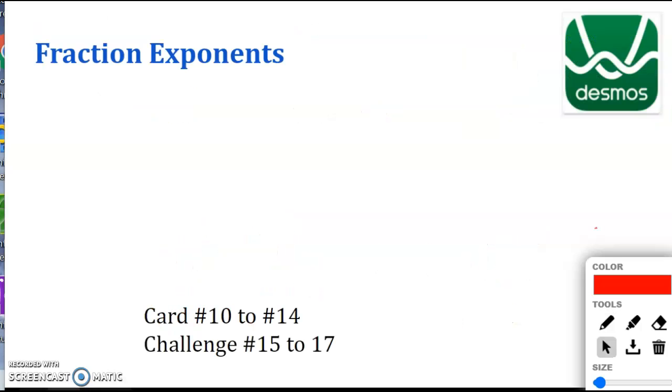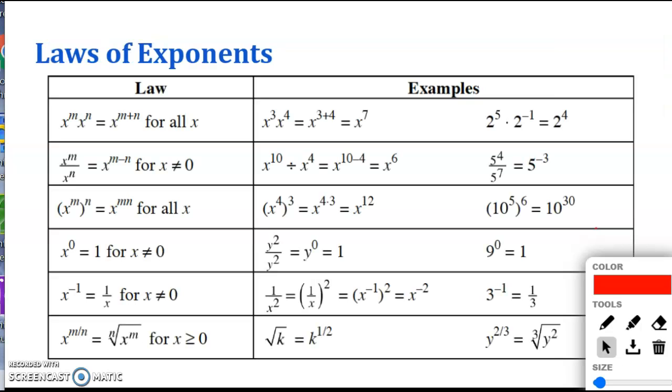With that, you're going to try card number 10 to 14 of the Desmos activity. And once you're done with that, you can continue with card number 15 to 17. As you're doing it, I am going to show you a slide of the laws of exponents.